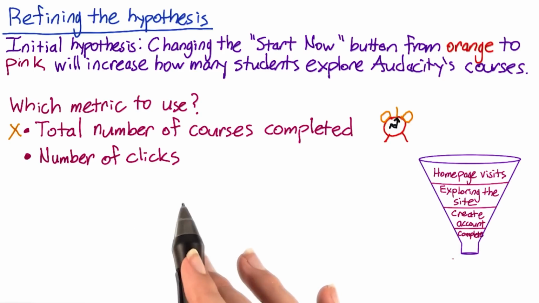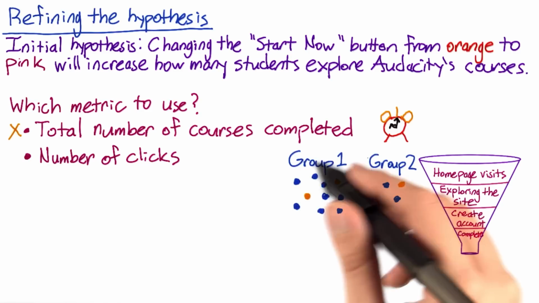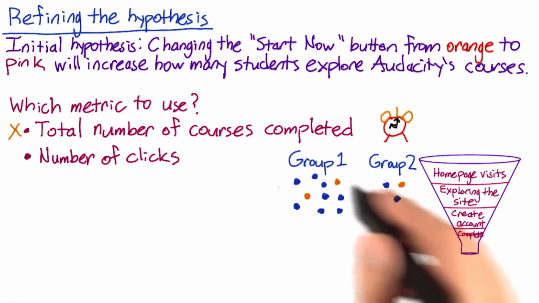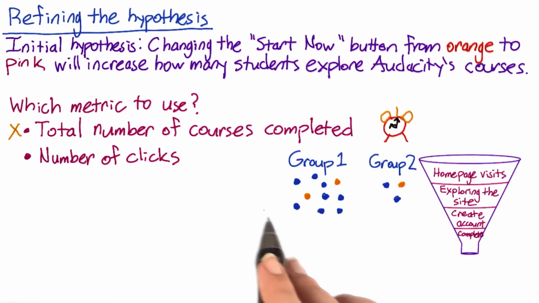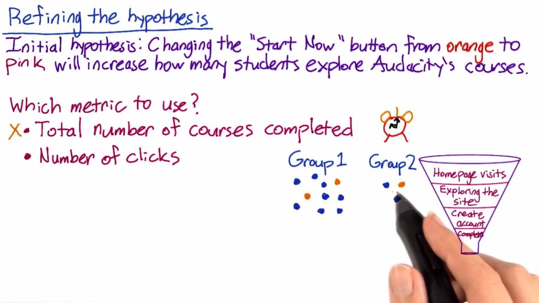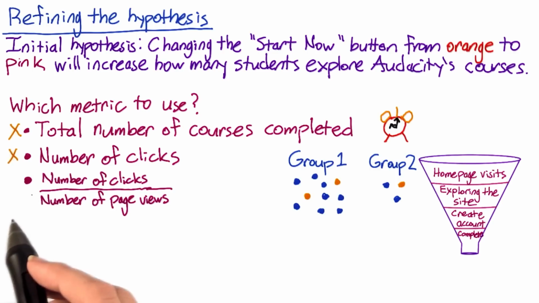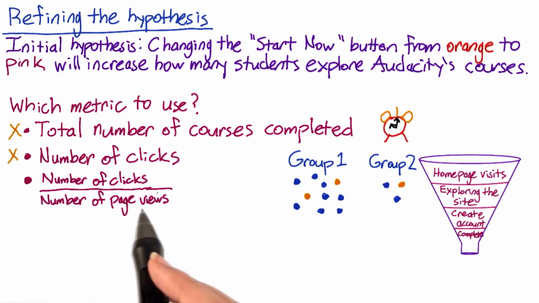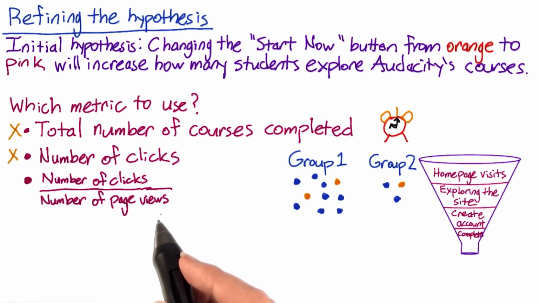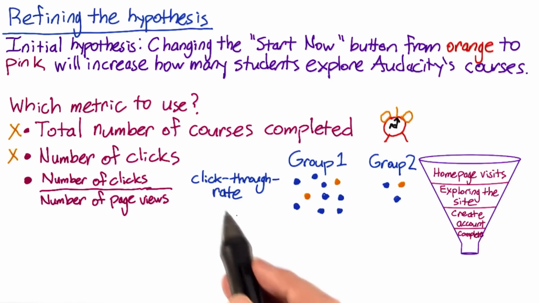Can you think of any problems with counting clicks? What happens if more total users view the page in one version of the experiment? Suppose these dots are the total number of visitors in each group of the experiment, and the yellow dots are the ones who clicked. More total clicks occurred in this version, but there was a greater percentage of clicks in this version. So instead, we could use the fraction of page visitors who click. That is, the number of clicks on the View Courses button divided by the number of page views to the home page. This metric is commonly called click-through rate, or CTR.